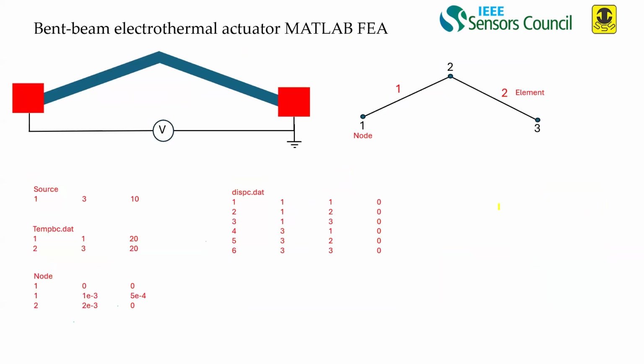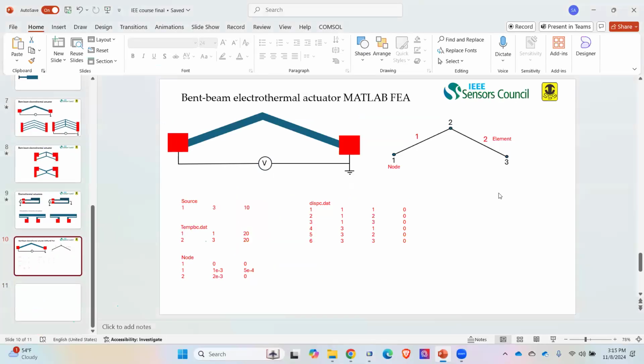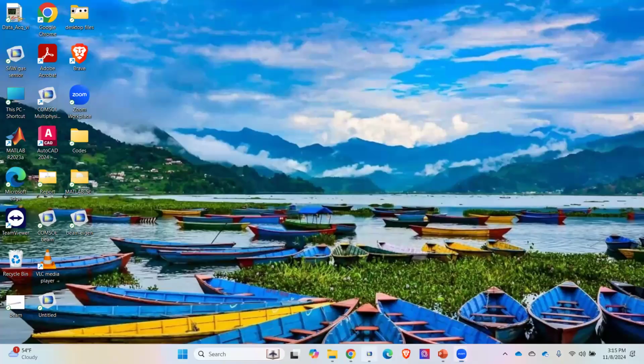So what I'll do now is, as I showed earlier, we did different kinds of simulation in COMSOL. Now I'll take an example of a bent beam thermal actuator and try to do it in MATLAB. This code was generated by Professor GK Ananda Suresh, and I'll be sharing this code with you as well. First, I'll close COMSOL and open MATLAB.